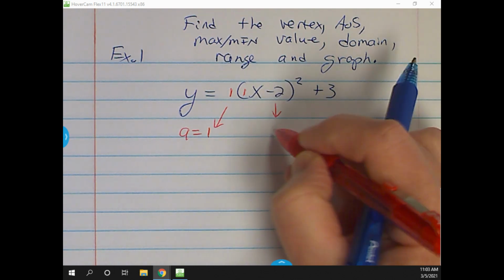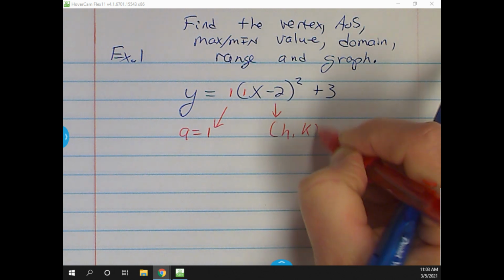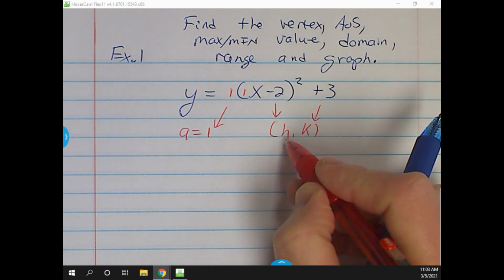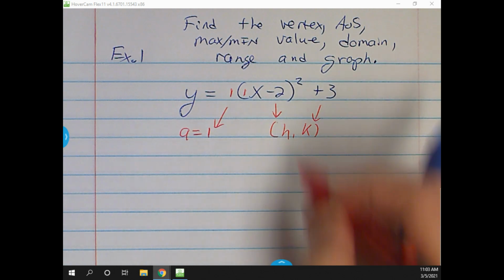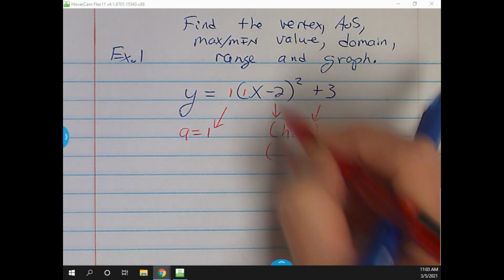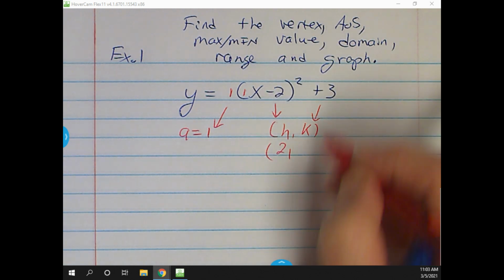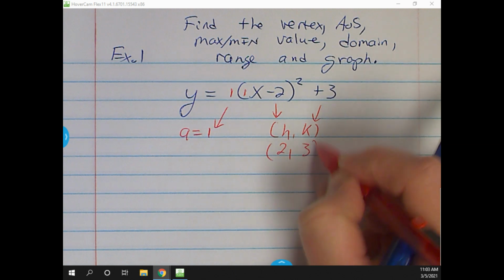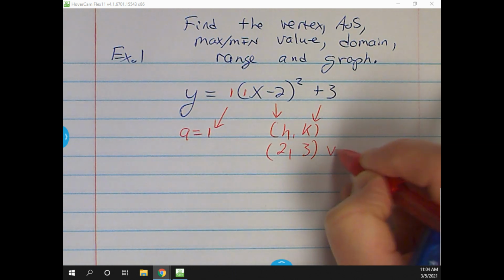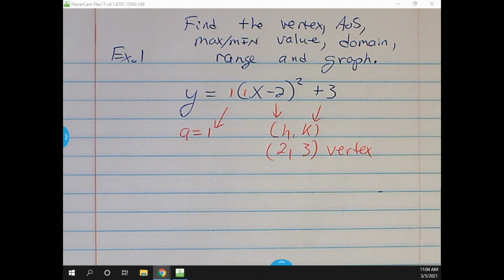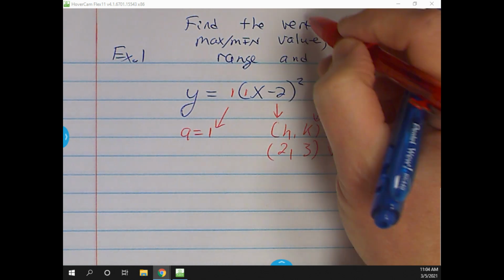Okay, to get the h and the k, the h is always the inside number and the k is always the outside number. For this one, we're going to change the sign from minus 2 to plus 2. The outside number will always stay the same, so it's going to be (2, 3), and that's our vertex.